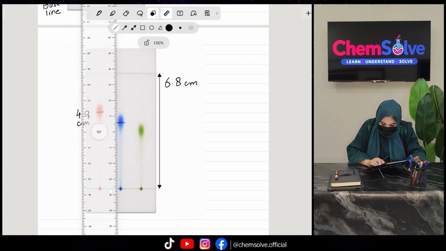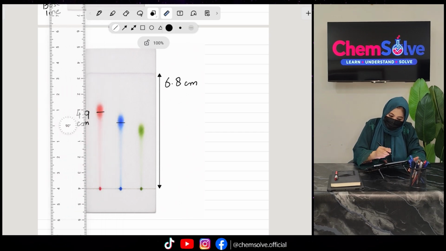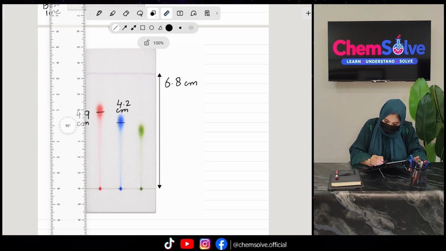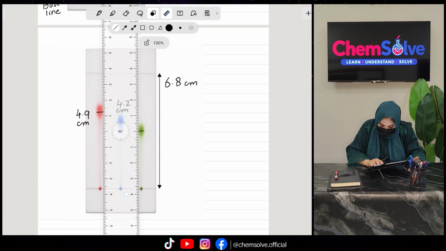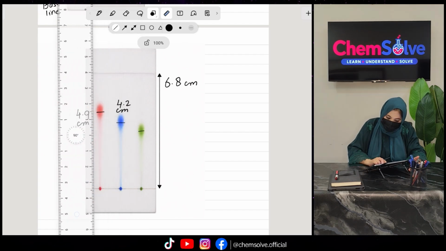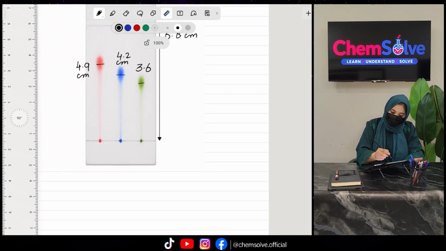Now I have to calculate it for the blue color. Again, I will put my scale over here, and it is approximately 4.2. So I will write 4.2 centimeter. Now from the center of the green color, let's put our scale over here, and it is 3.6. So I will write 3.6. So these are my values.